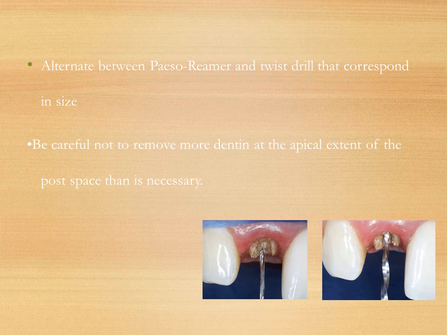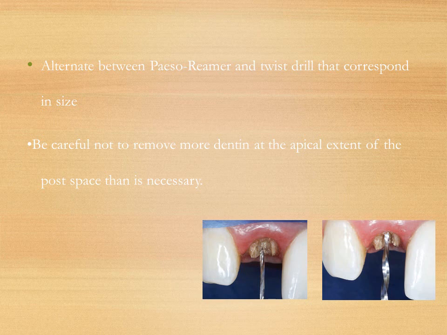If you feel that the twist drill is actually too large for your convenience and you're not confident about it, the number 1 piezo is significantly easier to use, so you can do that. You should always be careful that you do not remove too much root structure, because you are actually weakening the tooth. Please try and understand that the post and core does not strengthen the tooth in any way.